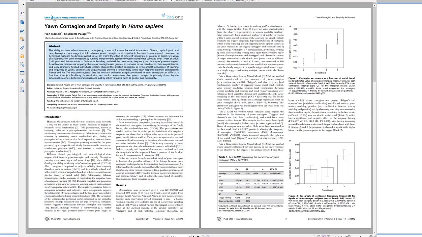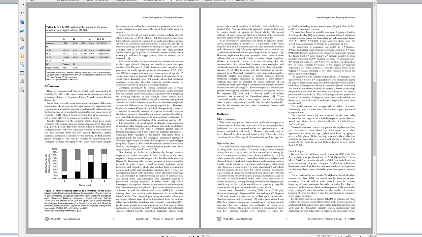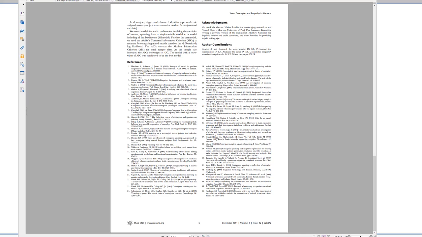Here is a paper on contagious yawning in humans. This one has the same sections, but this is a slightly different organization. This one puts the method last. Occasionally you will see this kind of paper, but it's not really the normal way. Okay, so they have introduction, results, discussion, and then here is the methods. Okay, and then there's the references.